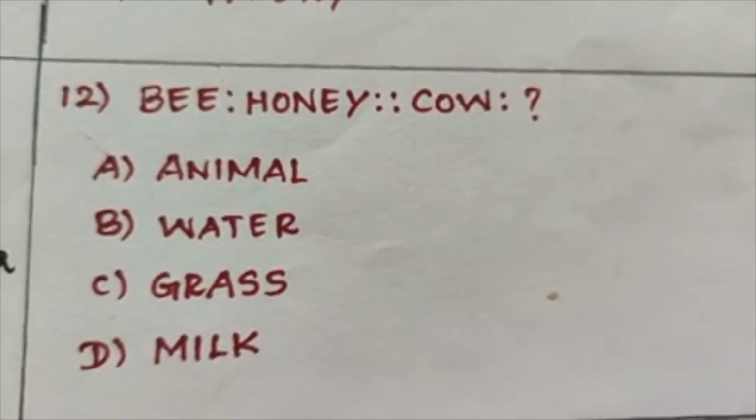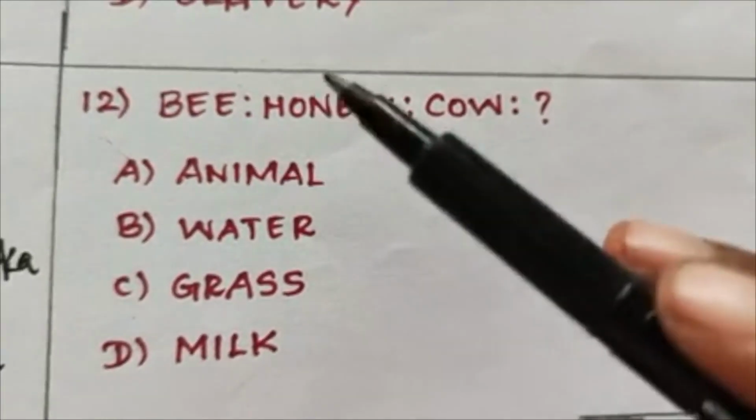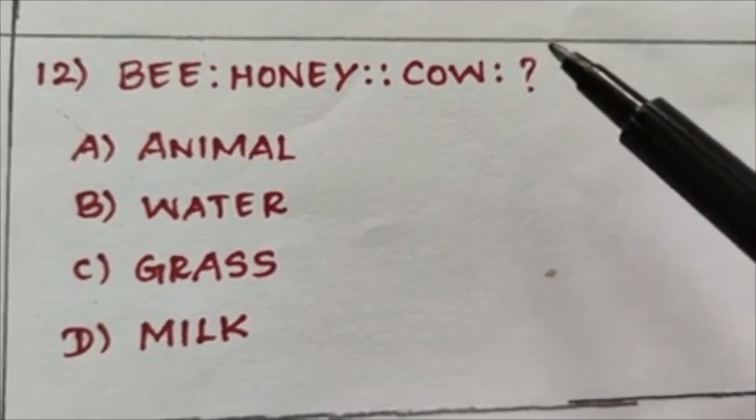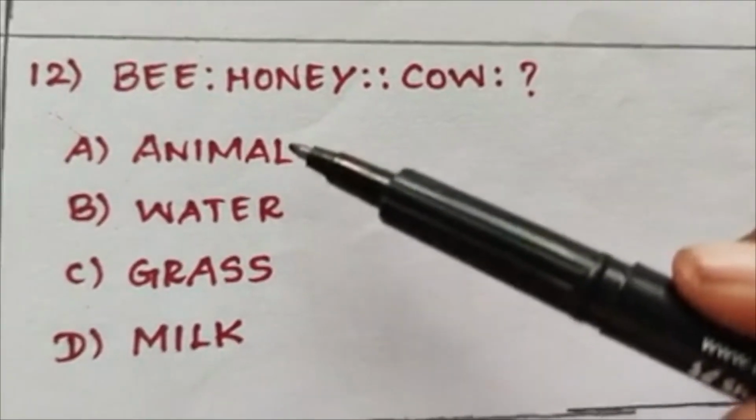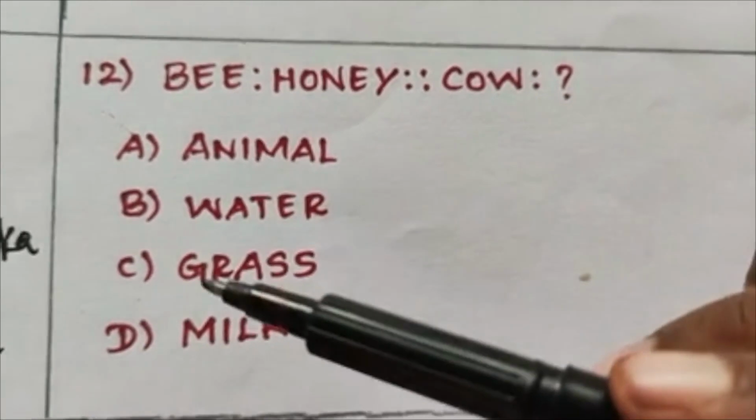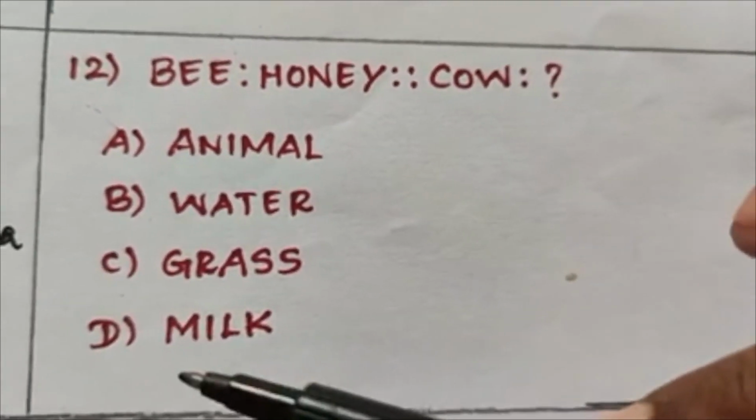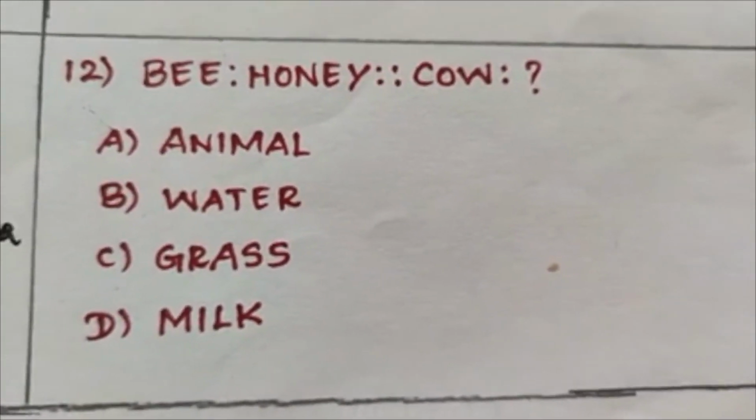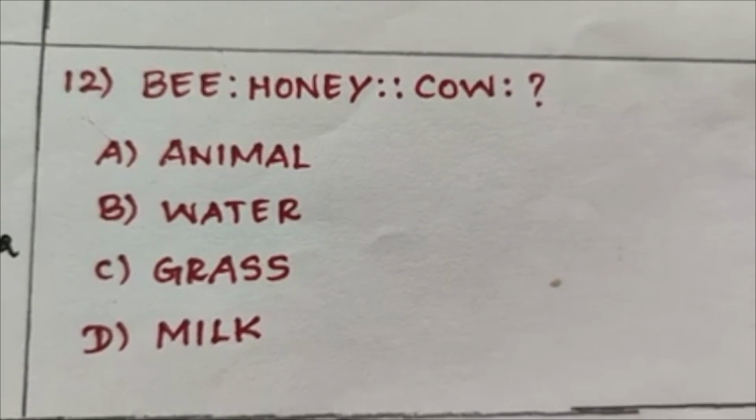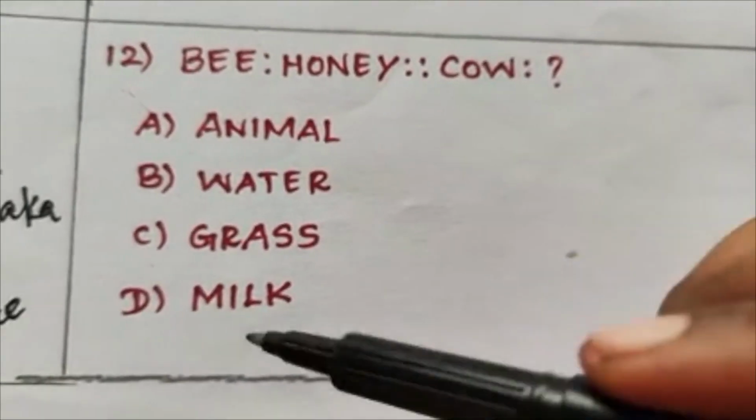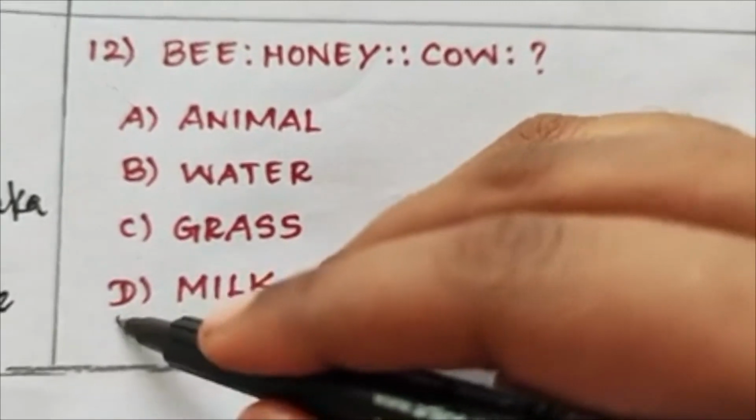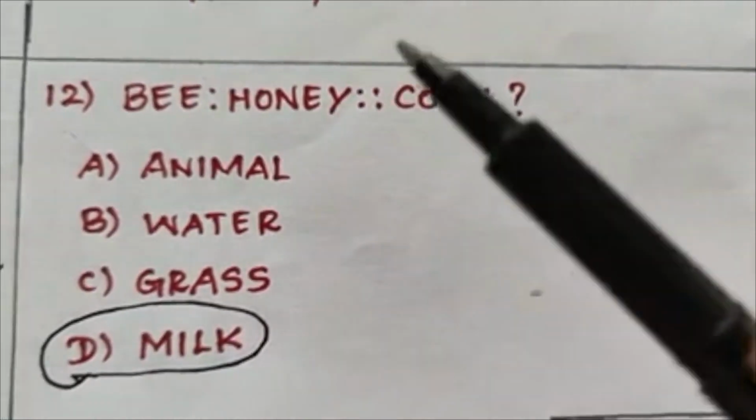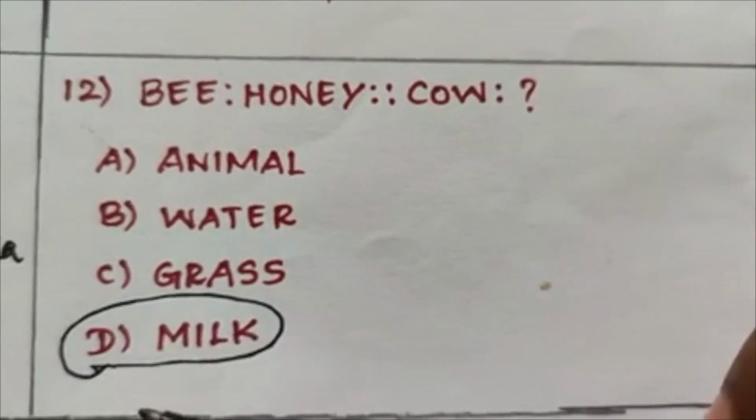Question number 12. Bee is related to honey. In the same way, cow is related to what? Option A, animal. Option B, water. Option C, grass. Option D, milk. So here, bee gives us honey. In the same way, cow gives us milk. So the right answer is option D, milk. Bee is related to honey. In the same way, cow is related to milk.